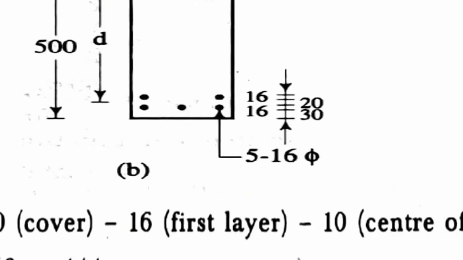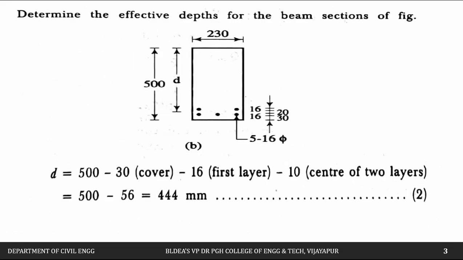So half of that means it is 10 mm. So therefore this half means 10 minus 10, that is the center of 2 layers. So if we calculate 500 minus 56, it will be 444 mm. So in this way we are going to calculate the effective depth. Similarly for other beams and slabs we are going to calculate in this way itself.